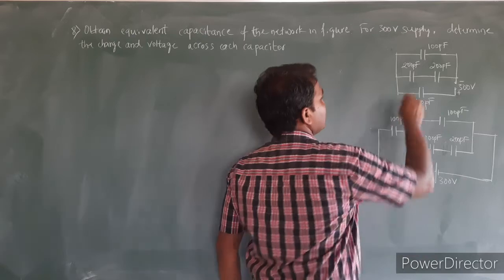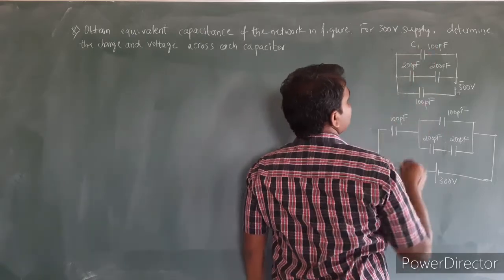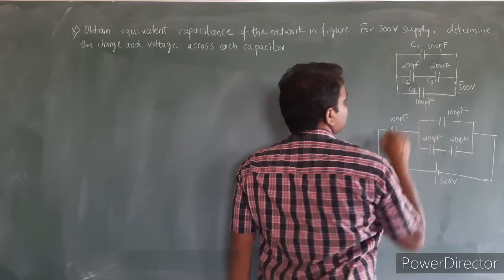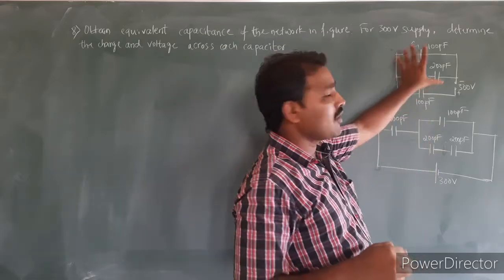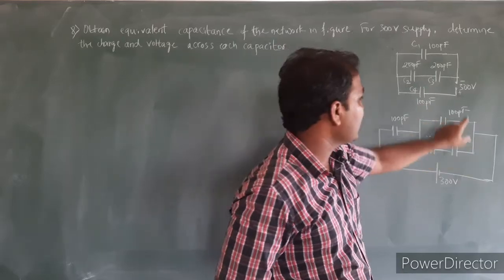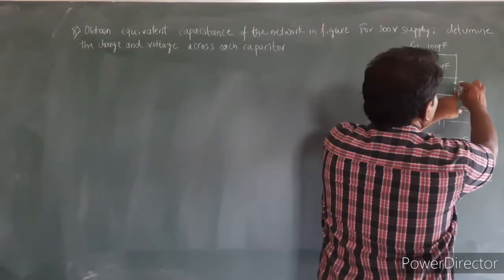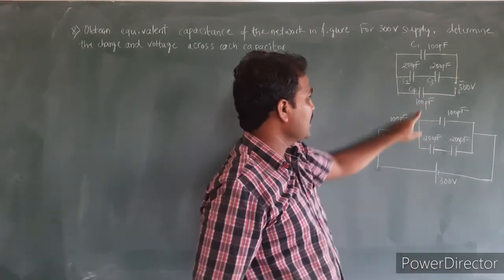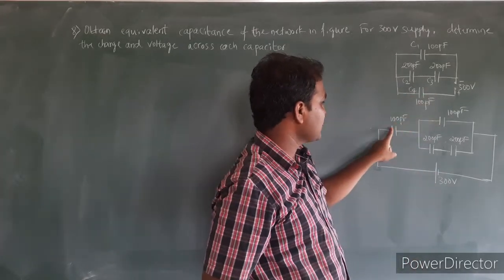Okay, let us name these capacitors. Let us call this C1, let this be C2, this is C3 and this is C4. We have four capacitors here. The same thing I have just redrawn. Here I have only one capacitor, that is the C4.